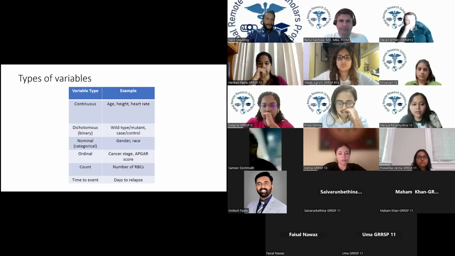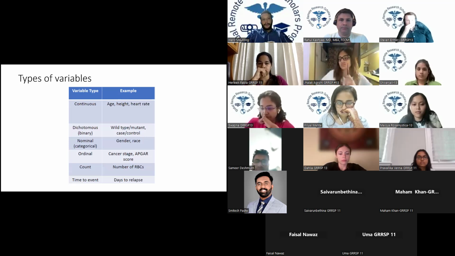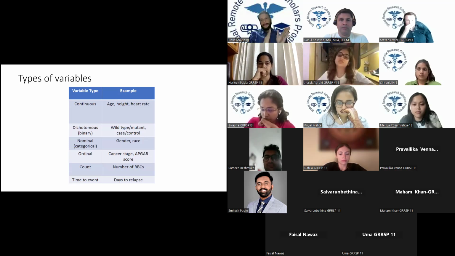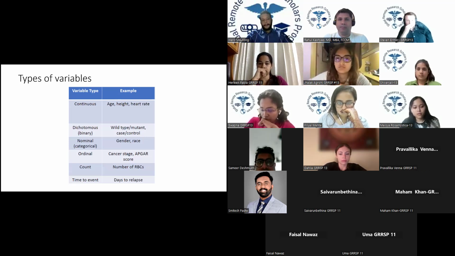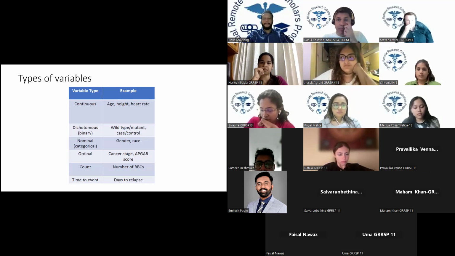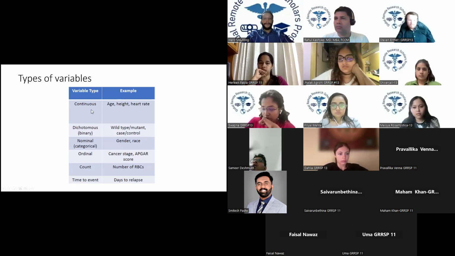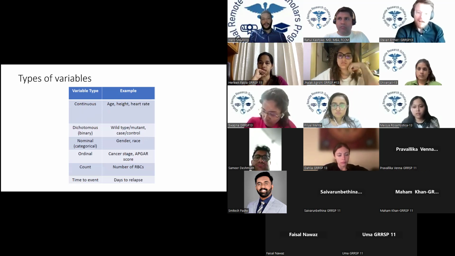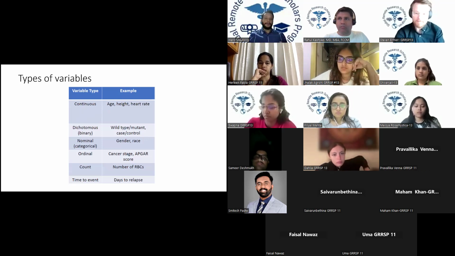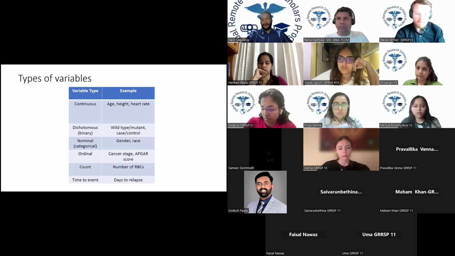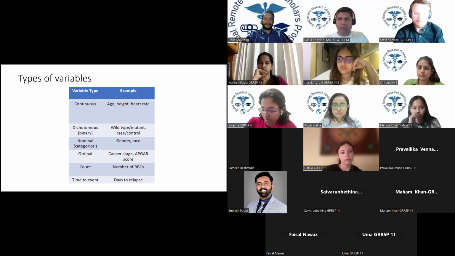So let's start with types of variables. I like to divide these into quantitative and qualitative values. Quantitative, as the name says, are variables that are in numbers. Basically, quantitative variables are continuous variables. Continuous variables are things like age, height, or heart rate. We can measure those in terms of numbers. Some other examples are glucose levels or cholesterol levels. Those are numerical things.